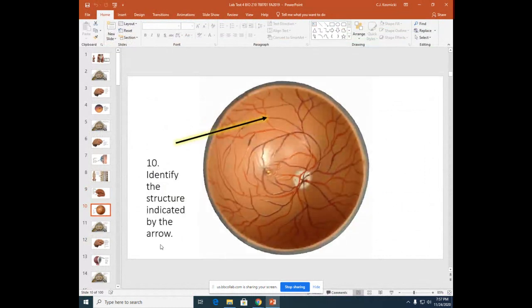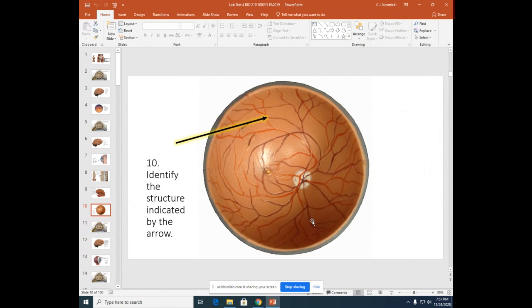Okay, here we go. This one you do have in your book. Identify the structure indicated by the arrow. Now, that's supposed to be pointing to the background. You know what I mean? It's not pointing to one of these lines here. It's just pointing to that peach orange background. All right? I feel like you folks at home knew that right away.